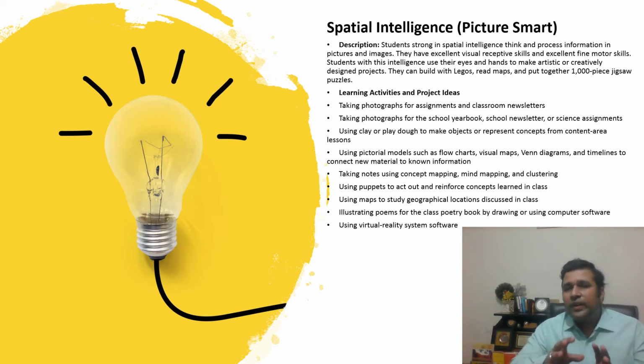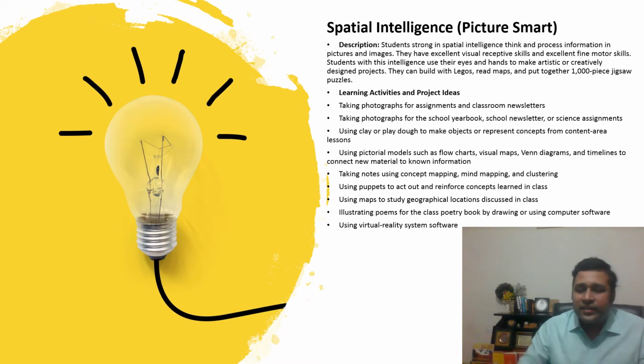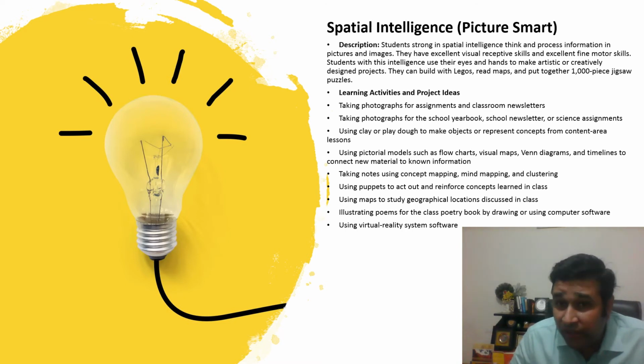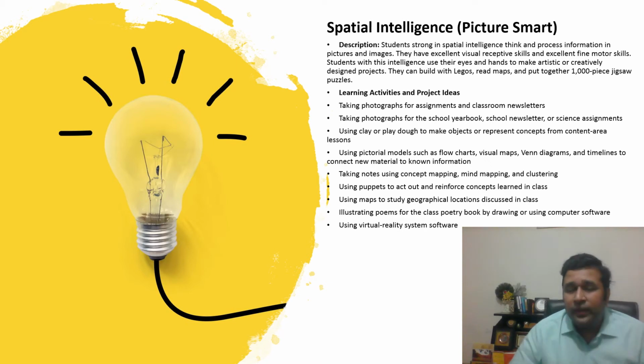So whatever we are suggesting here is for the later 6 to 8 years, but for 3 to 6 years I would discuss what all can be done. Taking notes on concept mapping, mind mapping, using pictorial models such as flowcharts, visual maps, Venn diagrams, and timelines to connect new material to known information, using maps to study geographical locations discussed in class, illustrating poems for the class poetry book by drawing, or using computer software, using VR system software.